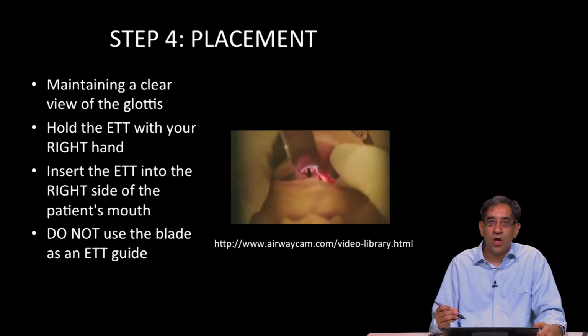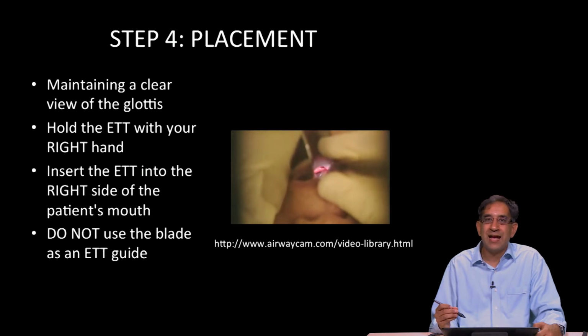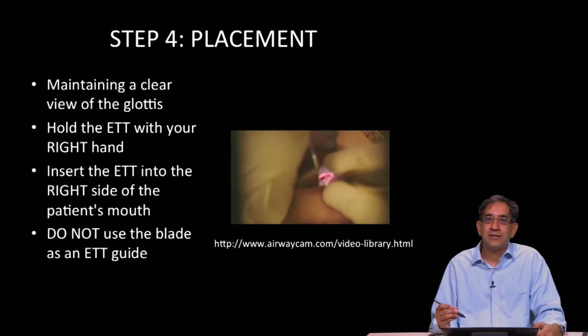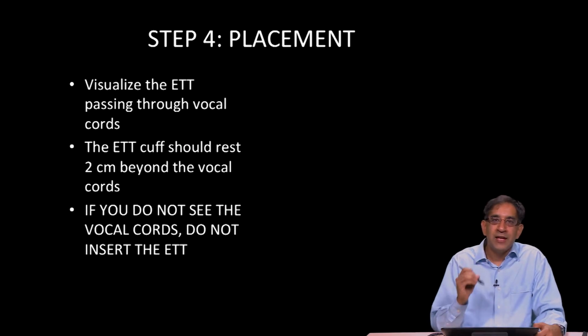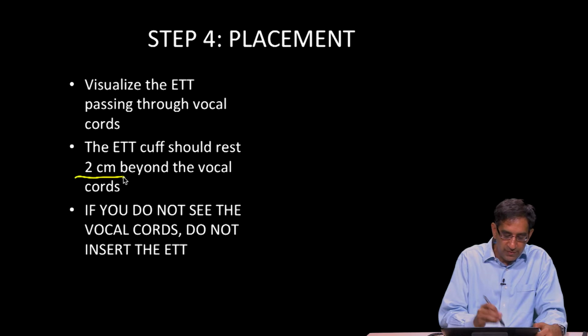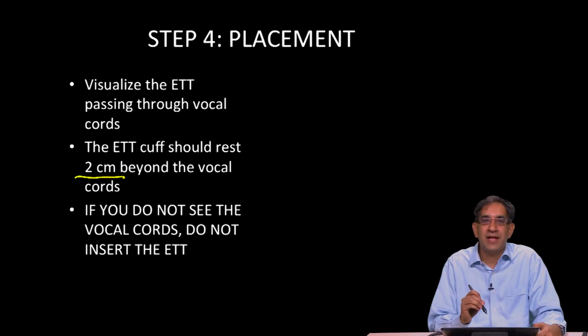So once you have the vocal cords visualized, as we do there, insert the endotracheal tube through the right side, through the glottis, and you're done. Very important, okay? Don't use the blade as a guide. Once you visualize the endotracheal tube passing through the vocal cords, which is very important, then it should rest just about 2 centimeters beyond the vocal cords. That's where you want the tip or the cuff of the endotracheal tube to reside.